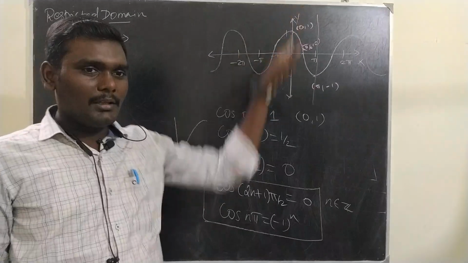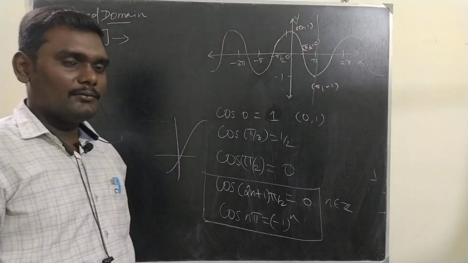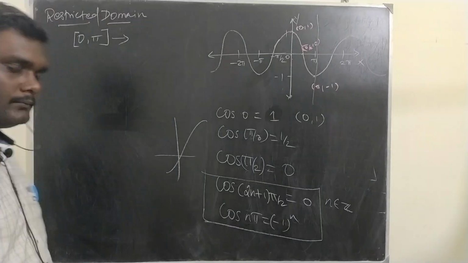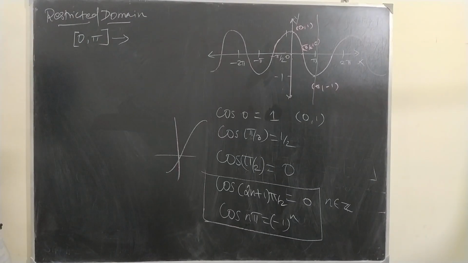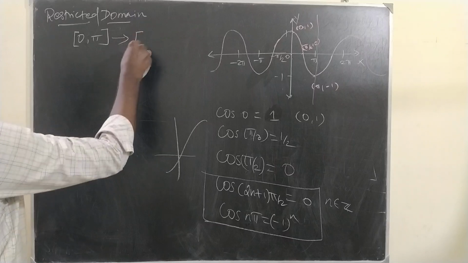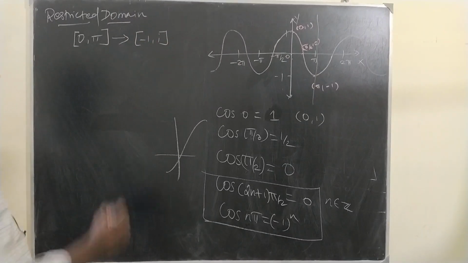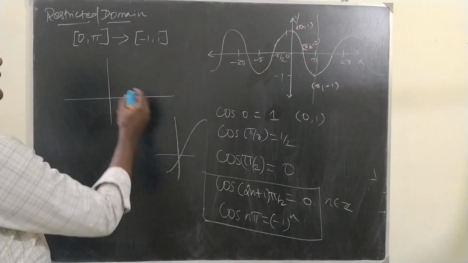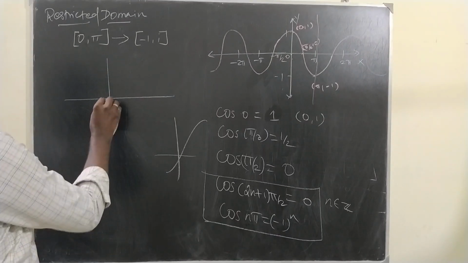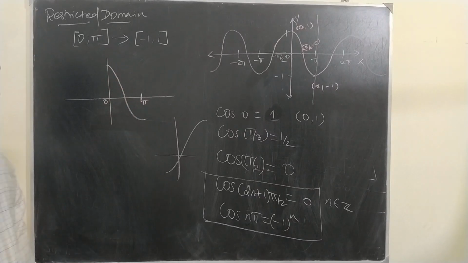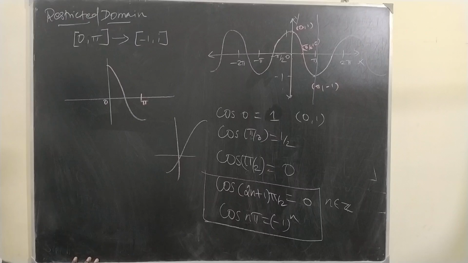From that interval, to where can we define it? Is it the full real numbers or only the range? What is the range of the cos function? Minus 1 to plus 1. That is the restricted domain function, and its graph follows like this: 0 here, pi here, the graph will come like this. Okay, got it? Any doubts?